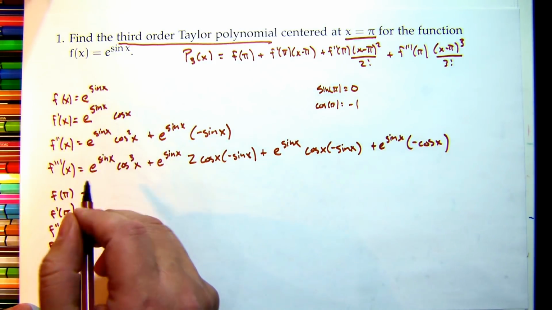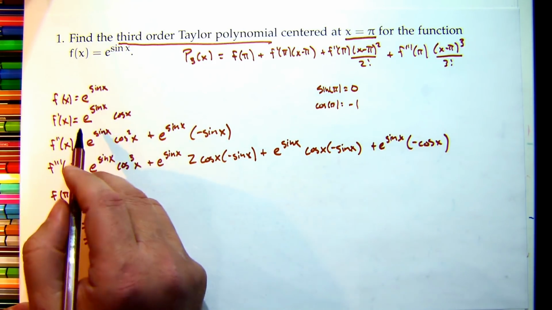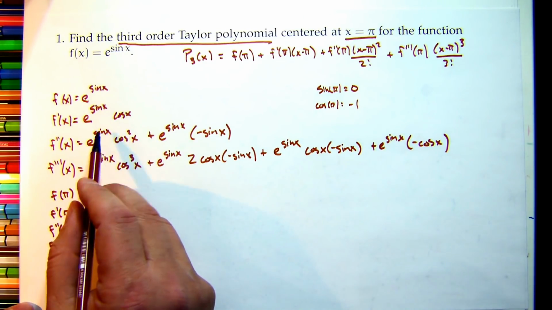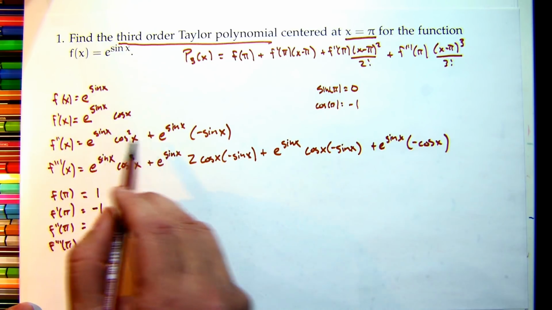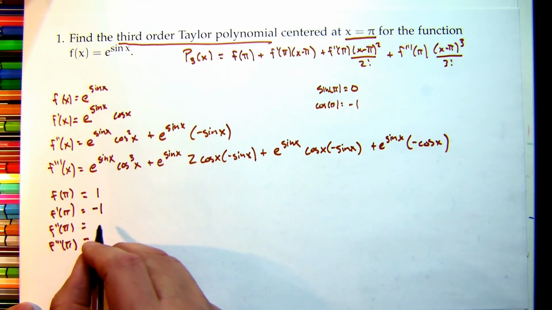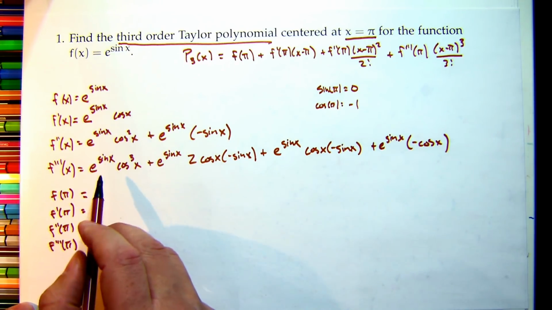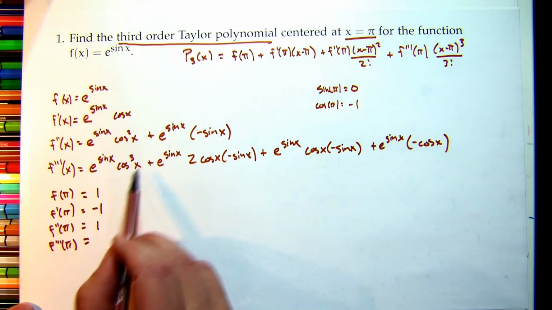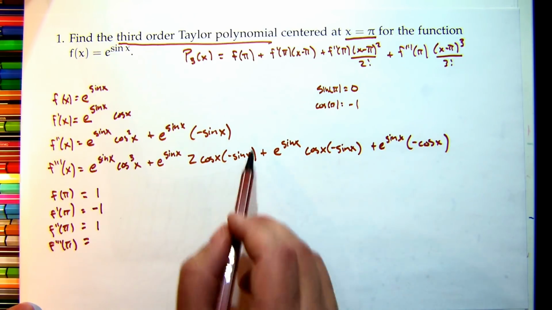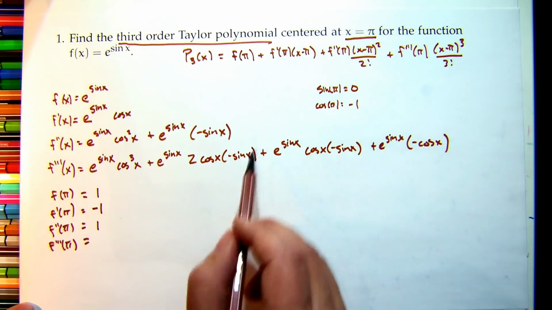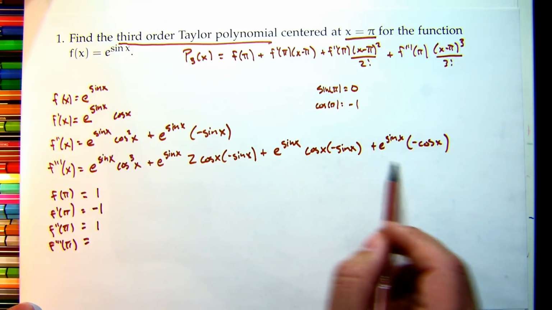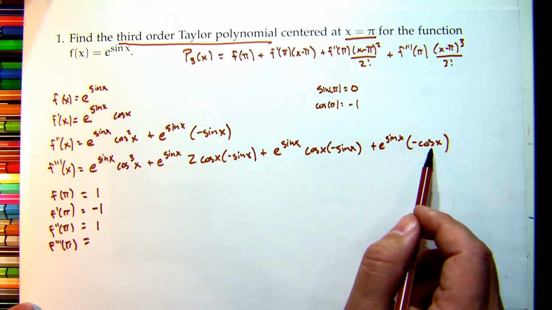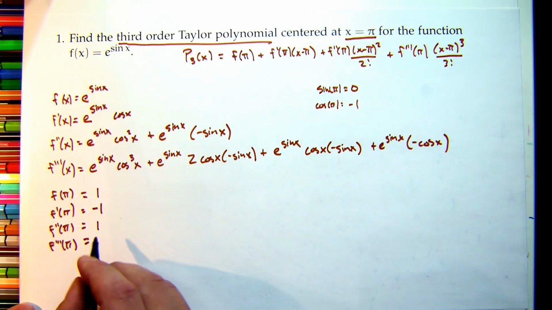So e to the 0 is 1. E to the 0 times negative 1, negative 1. E to the 0, negative 1 squared, so that's 1. E to the 0 times 0, so that's 1. Okay, this one will take a second. E to the 0 is 1. Negative 1 cubed, so this is going to be negative 1. Next term will be 0 because of the sine. Next term will be 0 because of the sine. The last one, e to the 0, minus minus 1. So that makes plus 1, minus 1, plus 1, 0.